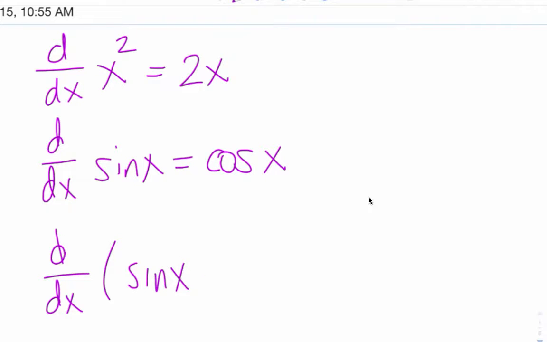For example, what if you wanted to take the derivative of the product of these functions? And we do not know how to do that right now. So that's the point of today's video, is how do you do that?